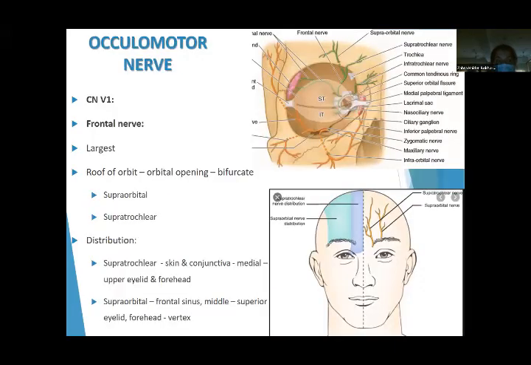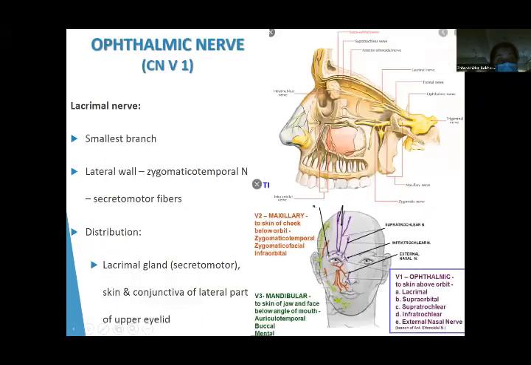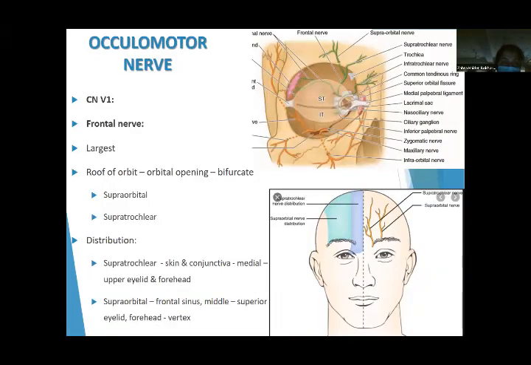अच्छा जी, oculomotor nerve नहीं है, ophthalmic nerve है. I'm sorry, यहाँ पे मैंने गलत लिखा हुआ है, oculomotor nerve नहीं है ये. अच्छा जी, ophthalmic nerve की second branch जो है, that is frontal nerve. ठीक है, ये frontal nerve, this is the frontal nerve.